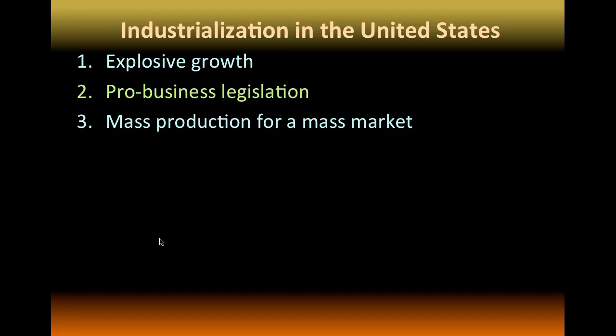The United States had also very pro-business legislation. Government support was essential to this spectacular growth. Land grants that gave businesses land to work on, plus low taxes for business owners, and a tolerance or even encouragement of monopolies. A monopoly is when one company owns all of the product and is the only company to sell that product.